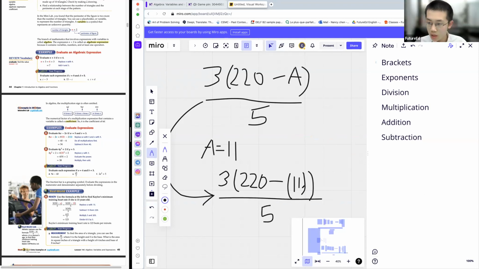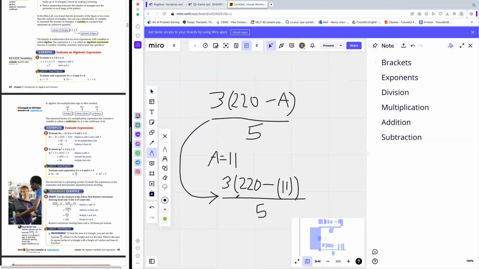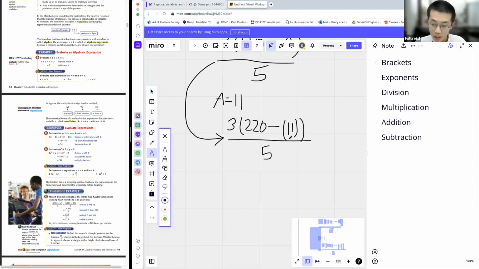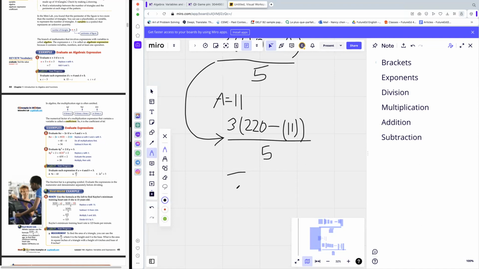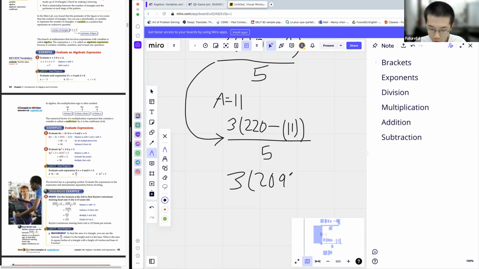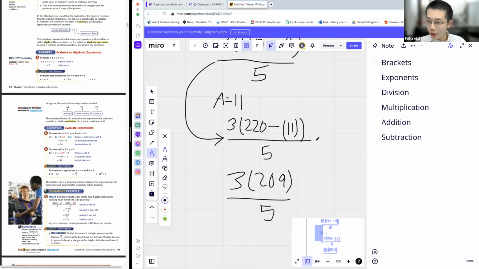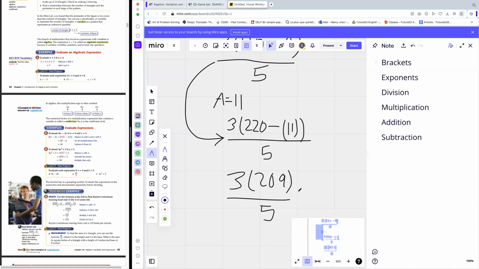And what is 220 minus 11, Jason? 219? This is 11, so 220 minus 11. Oh, 209. Okay, so we have 3 times 209 divided by 5. You're 11, right? I don't think you're 1 year old. So it's 209, not 219. Now we're at 3 times 209.